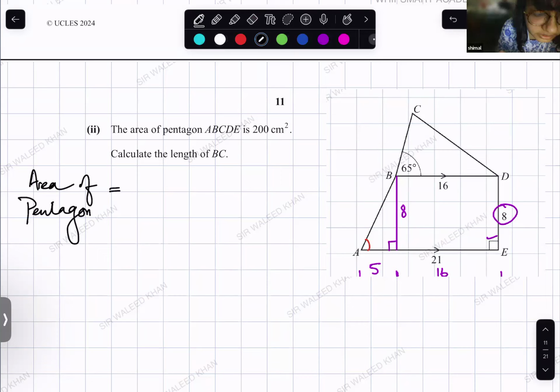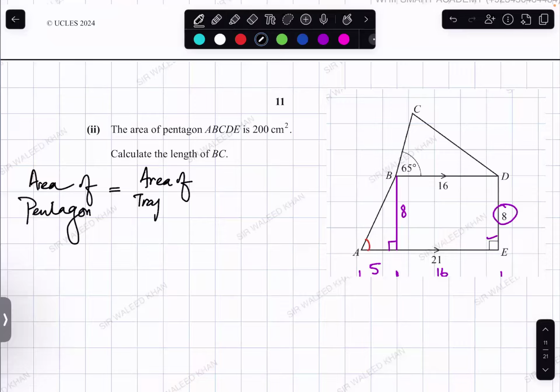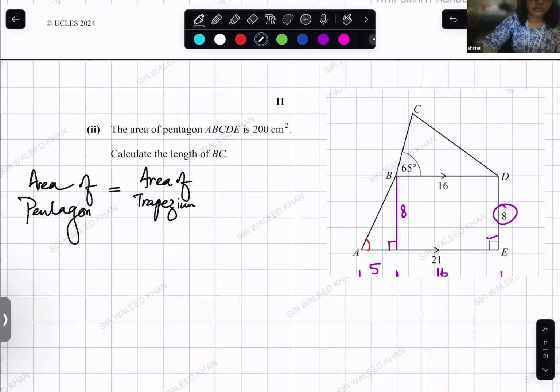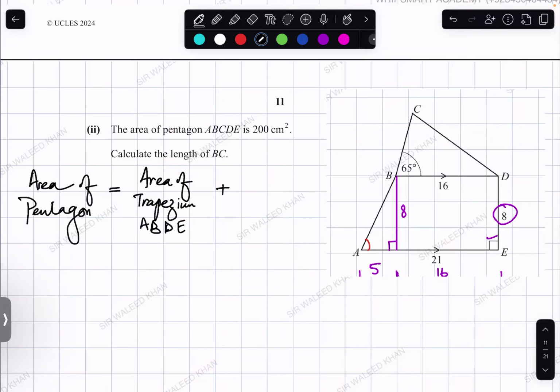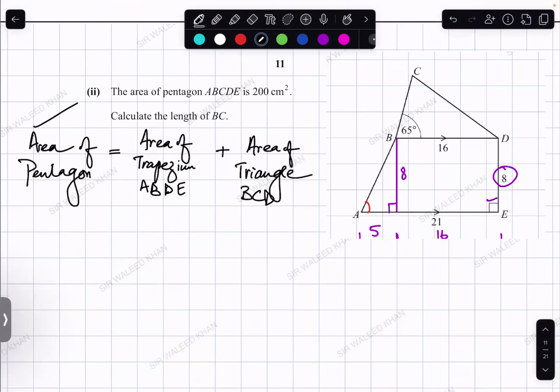Yes, sir. So first, let's split that information. Area of trapezium ABD. And if I add the area of triangle BCD, then I can get the area of pentagon, right? They have already given us the area of pentagon. All we have to do is find the length of this.